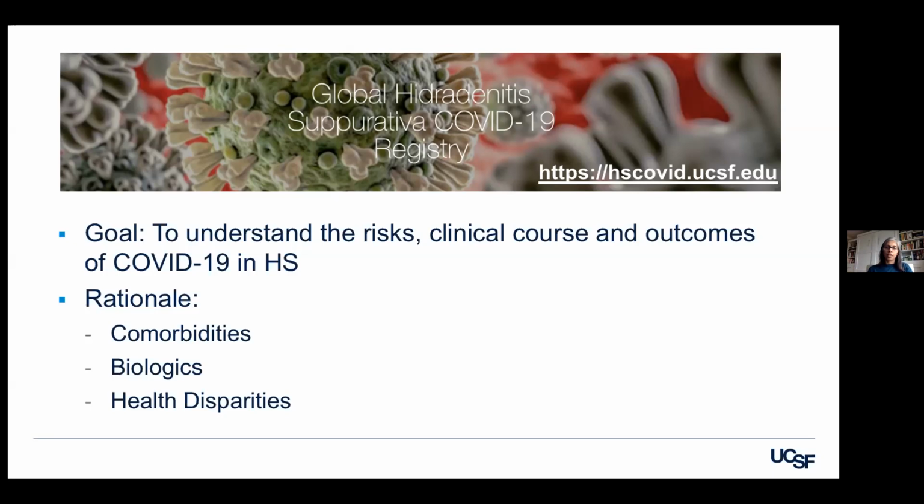So for those of you who encounter HS patients who are COVID-19 positive or suspected to have had COVID-19 illness, please consider visiting our website and documenting that case in the registry.